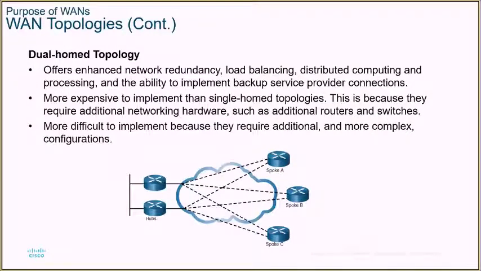Hence the dual-homed. It offers enhanced network redundancy, load balancing, distributed computing and processing, and the ability to implement backup service provider connections. It's more expensive to implement than single-homed topologies. This is because they require additional networking hardware, such as additional routers and switches. It's more difficult to implement because they require additional and more complex configurations. But of course, as you can see, there are two virtual circuits typically on each site, and so if one goes down, the other one will work. Well, it should work.